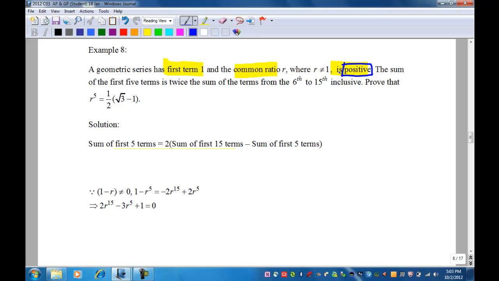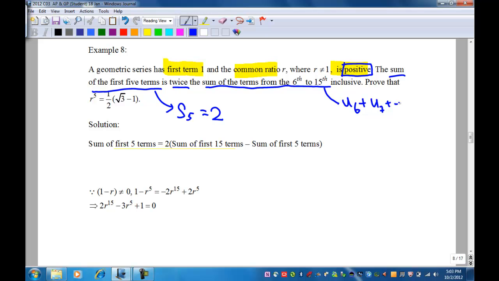The sum of the first 5 terms is twice the sum of the terms from the 6th to the 15th inclusive. So what does that mean? Well, if you look at the sum of the terms from the 6th to the 15th inclusive, it really means this 6th term, 7th term, and all the way to the 15th term.